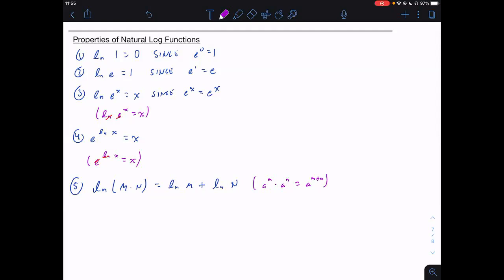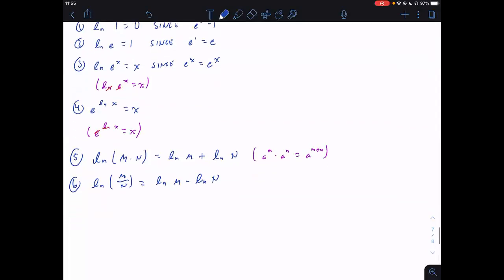A similar case: if we're dividing, if we have the natural log of big M divided by big N, well, again, using the rules of exponents, what do we do when we divide by the same base? What do we do with the exponents? We subtract them. So the natural log of M over N is going to equal the natural log of big M minus the natural log of big N.